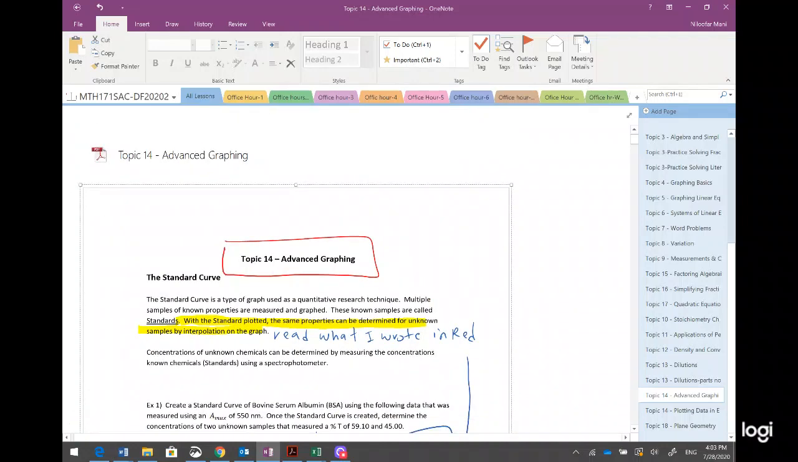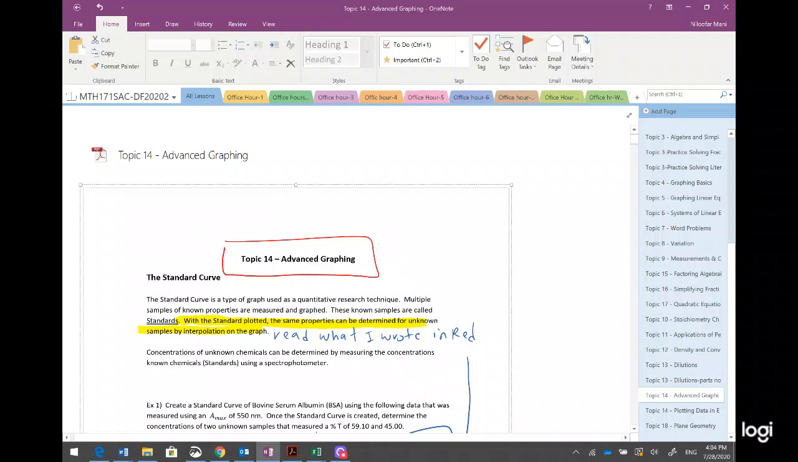Hi everyone. Here in this topic, I'm going to talk about advanced graphing. When you learn all those topics from 10, 11, 12, 13, which are kind of applications for you in other courses in chemistry and in lab and those things, you need to know advanced graphing as well.